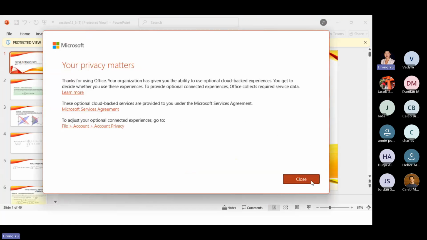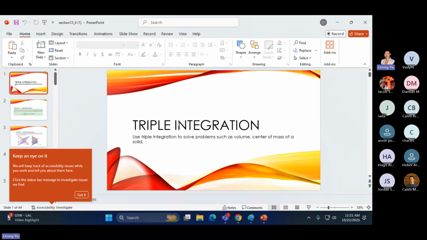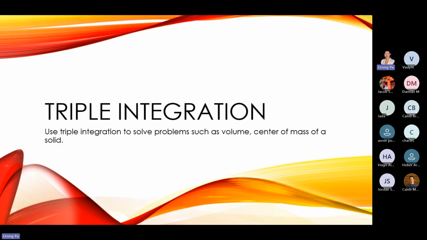So what is 13.6? The title is triple integration. Instead of double integral, we're moving on to 3 variables. So instead of variables x and y, now we're going to have x, y, and z. We're going to use triple integration to solve problems such as volume calculation and center of mass. That's really the focus of this section. We're going to start with calculation, terminology and notation. Then we're moving on to apply triple integration for volume and center of mass calculation.